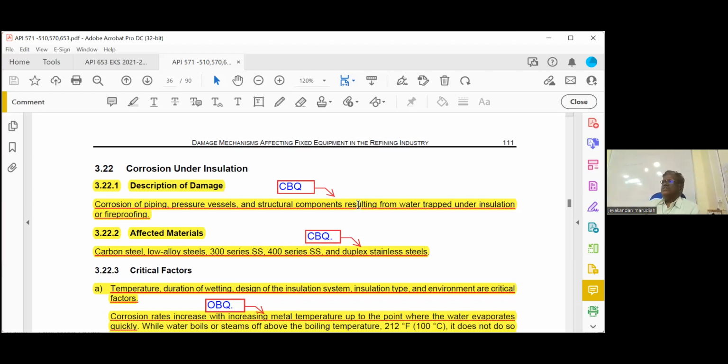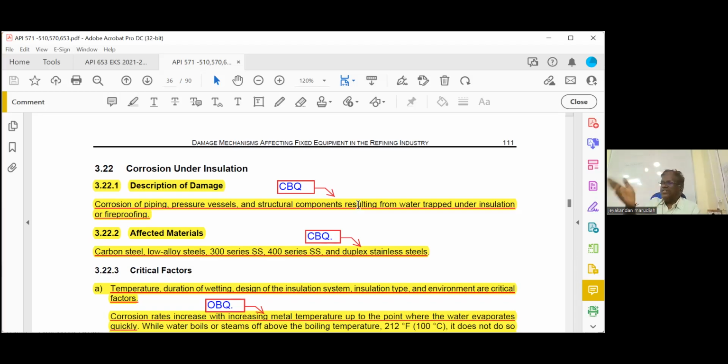Then how will the appearance be? Atmospheric corrosion, I told you, is generally uniform, sometimes localized. Whereas CUI will be generally localized, sometimes it can have a pitting appearance also. Pitting means dent, small spot. But in stainless steel, it can be chloride stress corrosion cracking, very, very important for the exam.